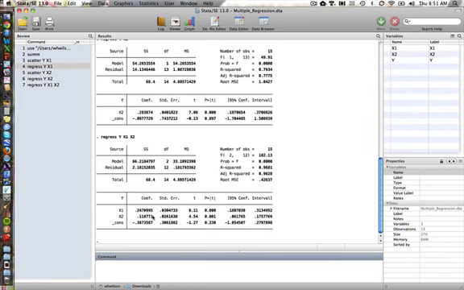So this becomes a very useful tool when we are trying to analyze baseball statistics, where we're going to have multiple offensive factors that we can measure, trying to predict the number of runs that a particular team is going to score.